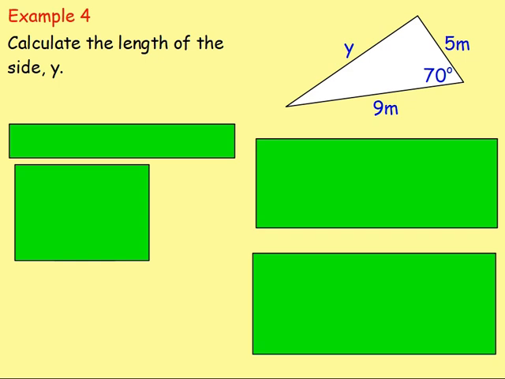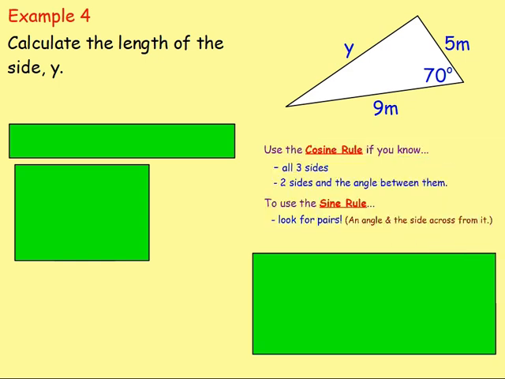Example 4. Calculate the length of the side Y. Once again, it is going to be sine rule or cosine rule, but we are not told which one to use. So, do our wee check once again. Think about the cosine rule first of all. Oh, I love that cosine rule. It makes me feel all warm and fuzzy. Thank you, Lee. But moving on, use the cosine rule if you know all three sides or if you know two sides and the angle between them.